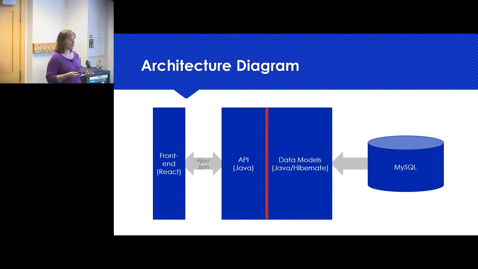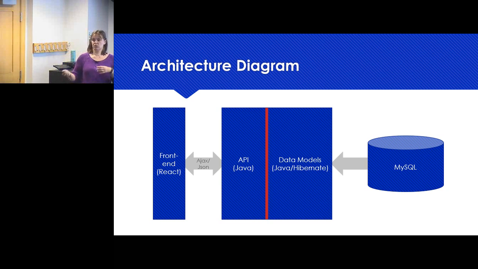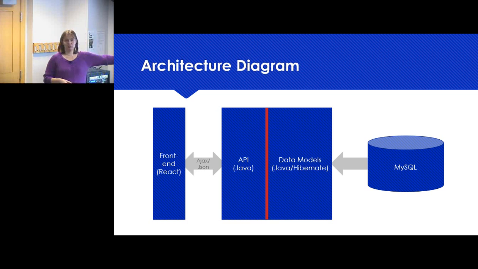So here's just a quick overview of the architecture. Like I said, we've got the front end that's built in React, and then it talks via AJAX and JSON to the back end. That's basically an API. As a separate jar file, we have all of our data models, so that when we were building the database, we could use the same code to write to the database that we use to read from the database in our application, and then the MySQL database holds all the data.